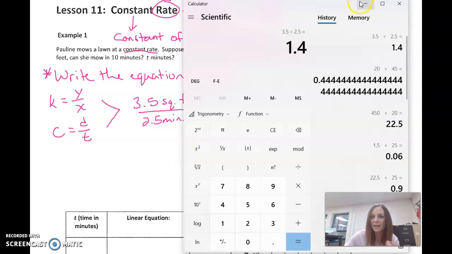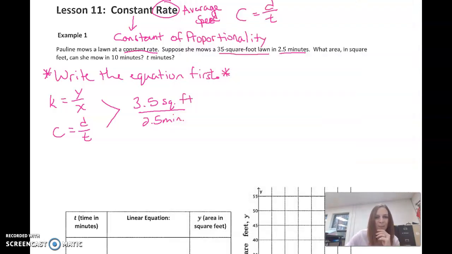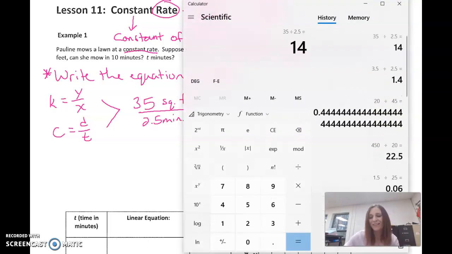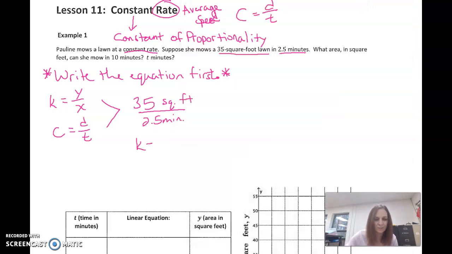Except I realized, again, I'm on a roll lately. This is not 3.5. How about it's 35? Let's try that again: 35 divided by 2.5. Hope I'm right this time. That looks better: 14. So our constant is 14.